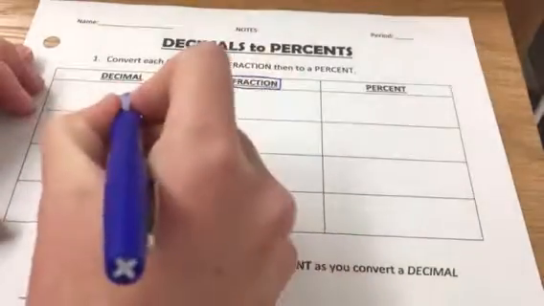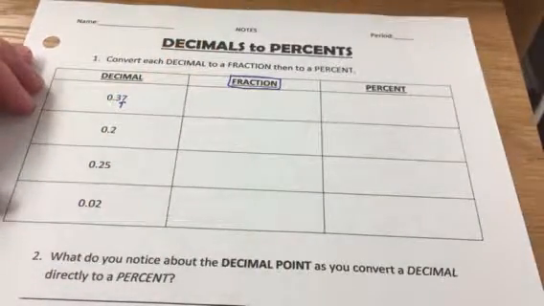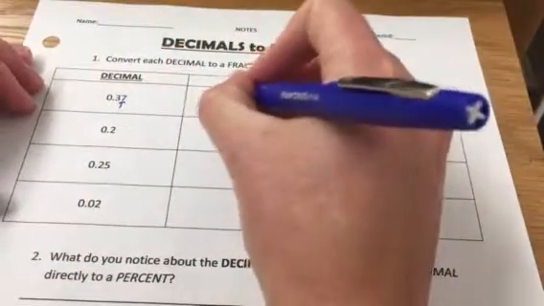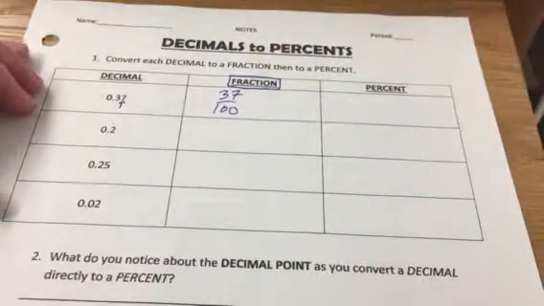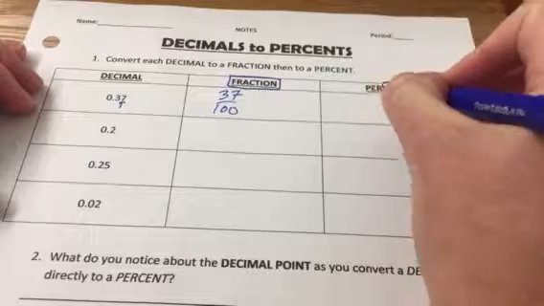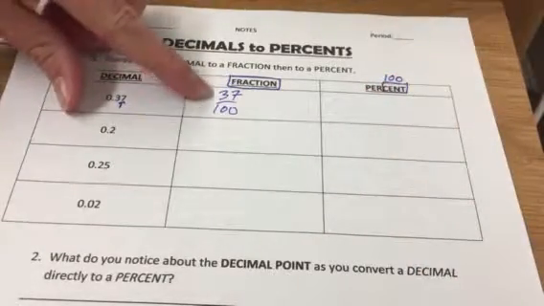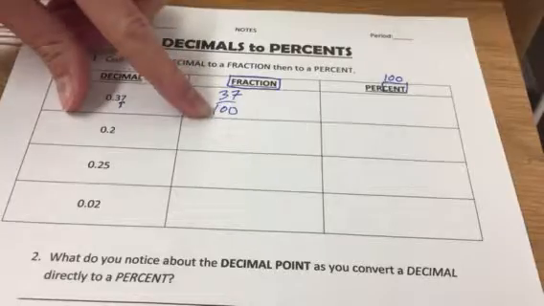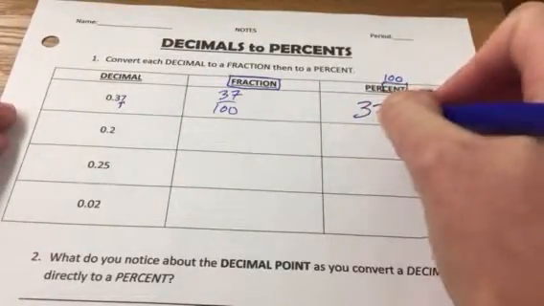If we say our decimal out loud, this is 37 hundredths, because the 7 is sitting in the hundredths place value. So if I write that as a fraction, that's 37 hundredths. Remember, percents are out of 100. So the meaning of 37 hundredths means you have 37 parts out of 100 parts. So that's your percentage right there. 37%.